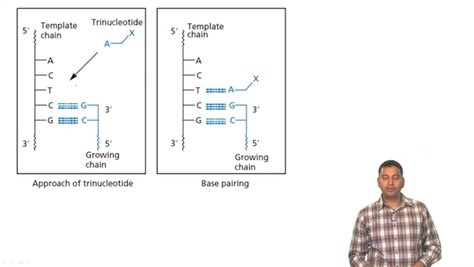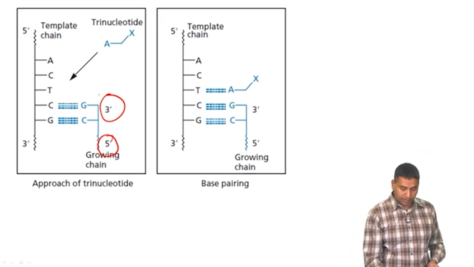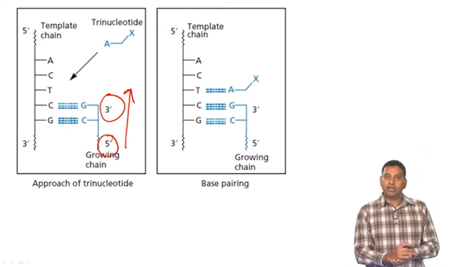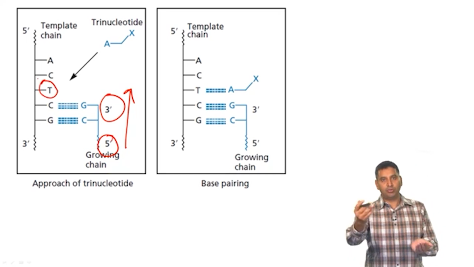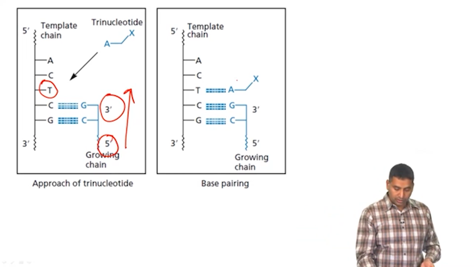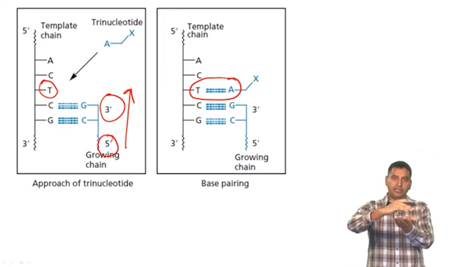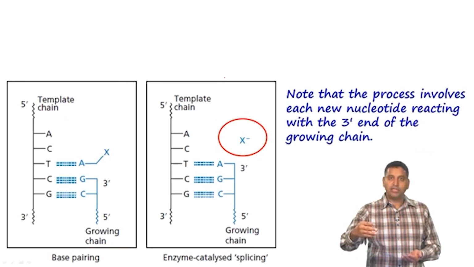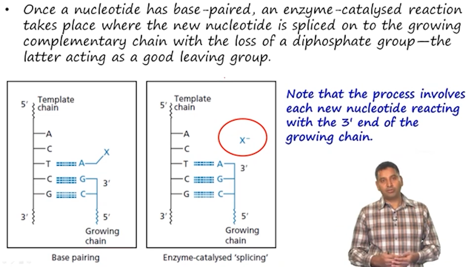How does this process happen? What happens is that when you have a growing chain, you have a 5' end and a 3' end, and here is the growing chain. The incoming trinucleotide recognizes the base over here, and as we mentioned earlier, thymine is going to preferentially bind to adenine, and so this interaction is highly favorable, and you have hydrogen bonding over here. Once the base is set in the right position, a reaction can take place which can kick out the leaving group, in this case a diphosphate, and form a new phosphodiester bond.